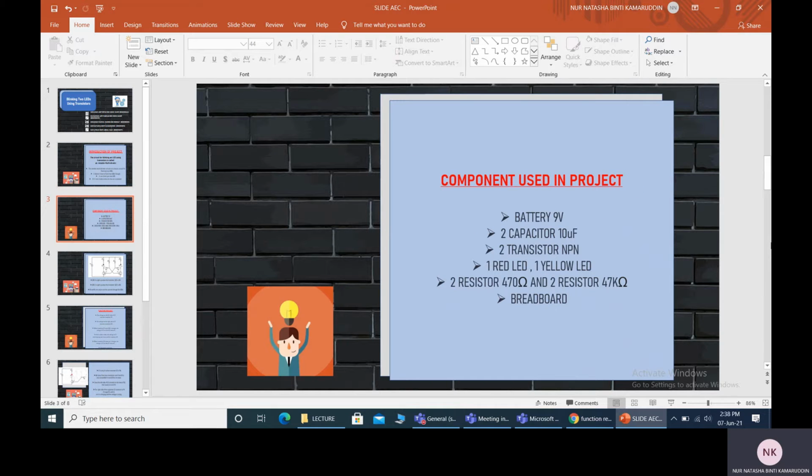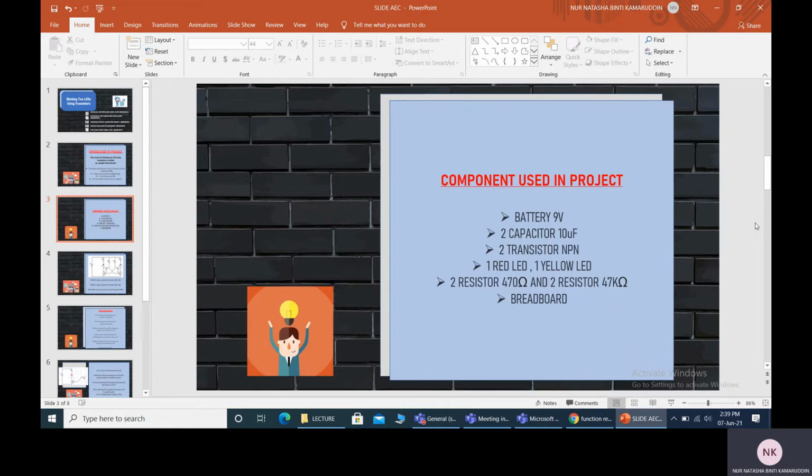Then, the components used in this project are a 9V battery, 2 capacitors of 2 microfarad, 2 NPN transistors, 1 red LED and 1 yellow LED, 2 resistors of 470 ohm and 2 resistors of 47k ohm. And lastly, the breadboard. What is a capacitor?